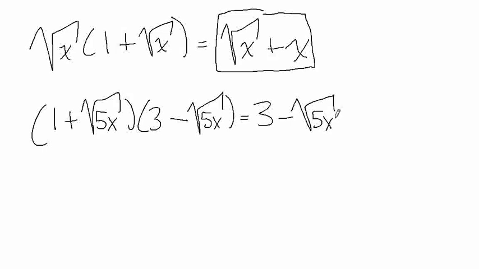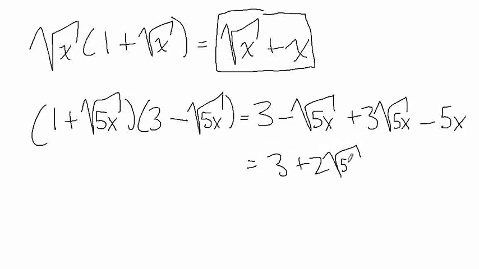I can also take the square root of 5x of the first binomial and multiply it by each term of the second binomial. That would give 3 times the square root of 5x minus 5x, because the square root of 5x squared is 5x. Now combining the middle terms, I get 3 plus 2 times the square root of 5x minus 5x. And that is our final answer.